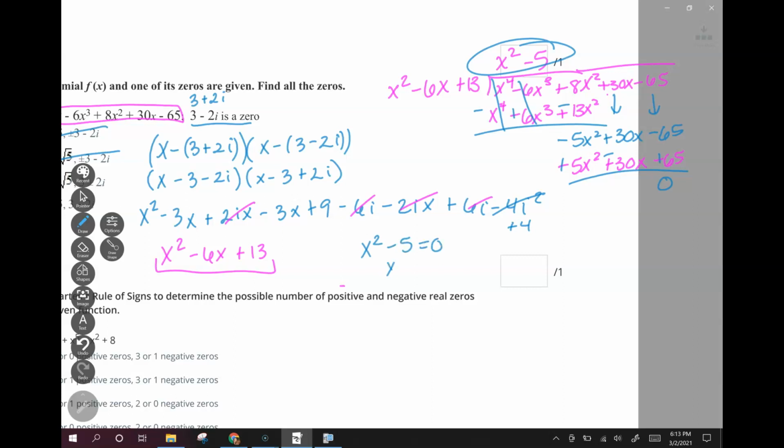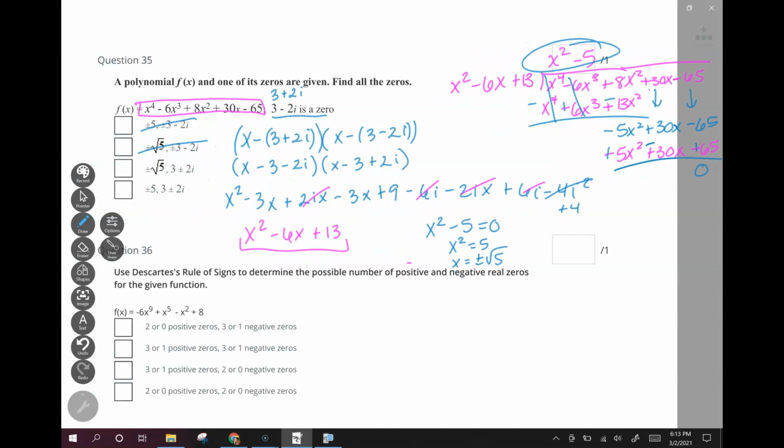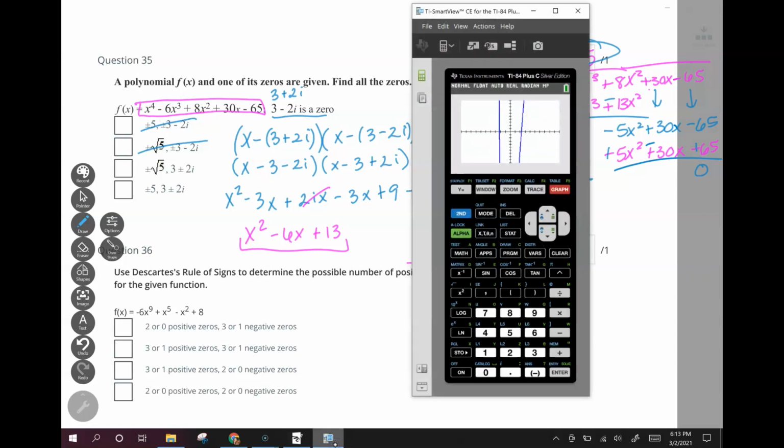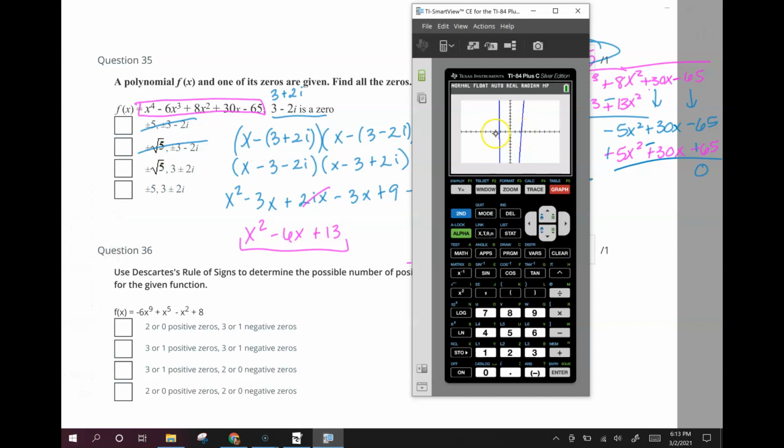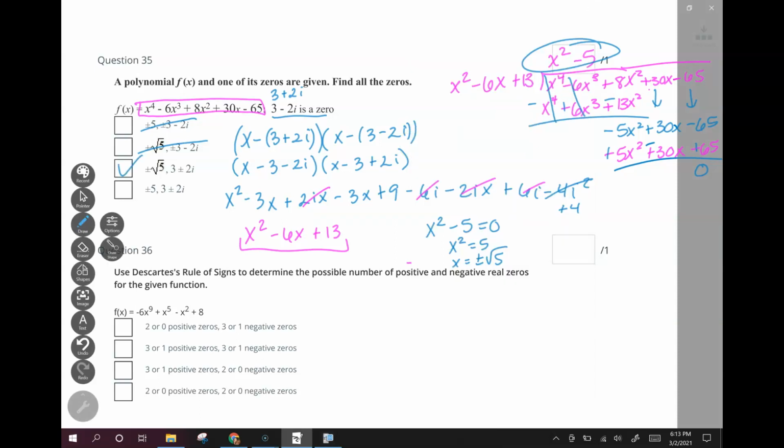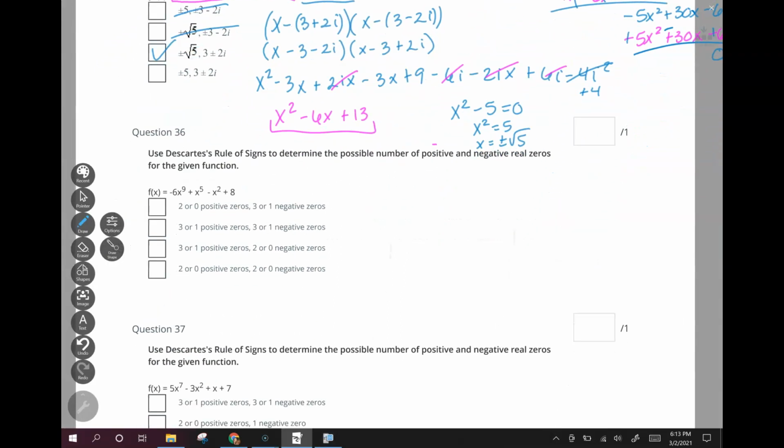Solve for x. You get plus or minus the square root of 5. Now that was a lot of work, and that's how you would do it if you didn't have a calculator. Keep in mind, if you graph that, here's the graph of this polynomial, you can see the x-intercepts are clearly not at positive and negative 5. They're at positive and negative square root of 5. So that also tells you that C must be the correct answer.